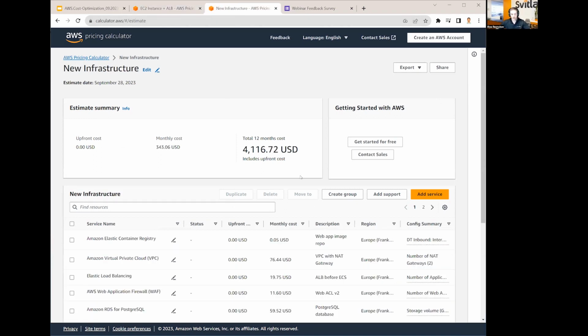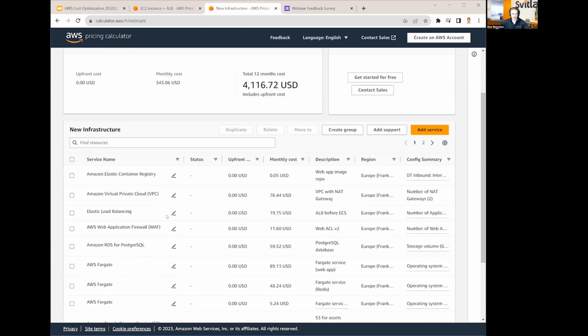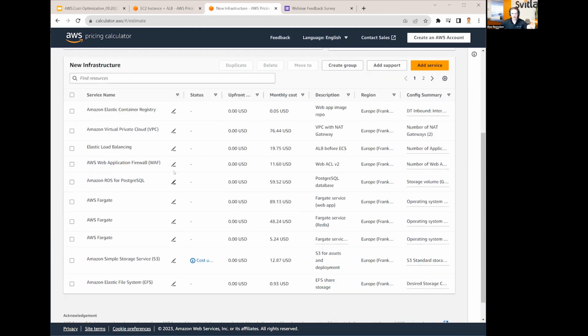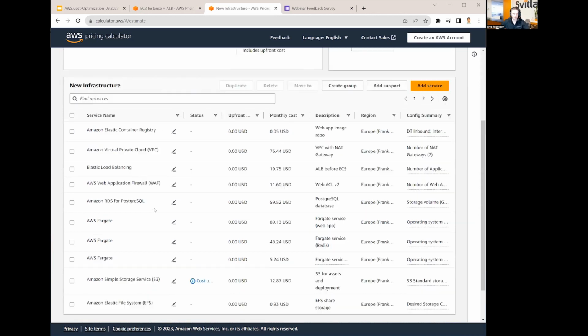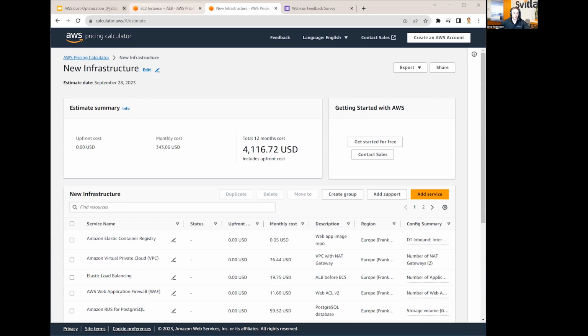This is the example which I mentioned earlier. It contains many more services: Fargate, ECS, VPC, networking, load balancer, WAF to protect our website, and so on. Okay.